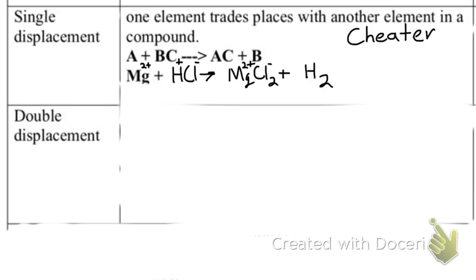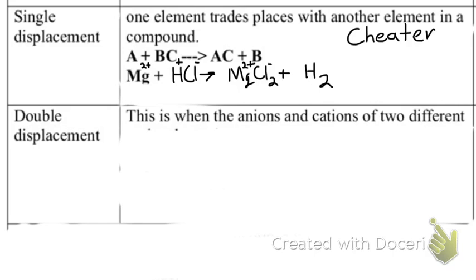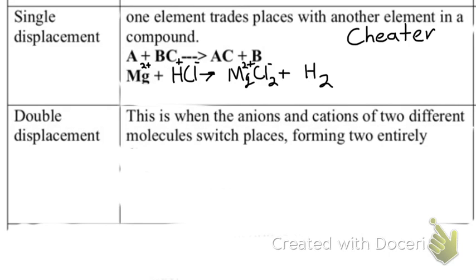Alright, so the next thing we have is a double displacement reaction. A double displacement reaction is when the anions and cations of 2 different molecules switch places, forming 2 entirely different compounds.